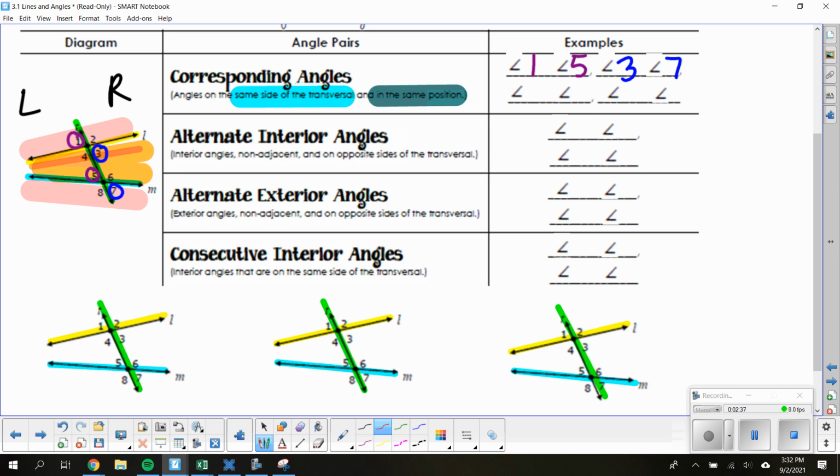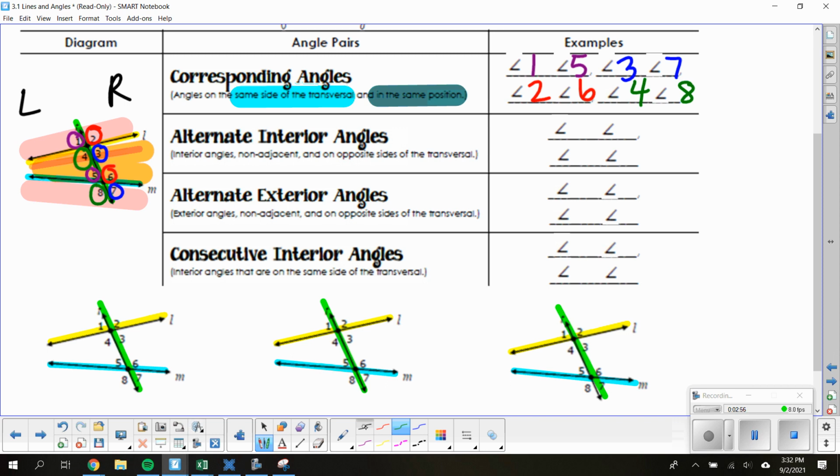Another one would be 2 and 6. So 2 and 6, both on the right and both on the top. And finally, you would have 4 and 8, both on the left and both on the bottom. So same side, same position are your corresponding angles.